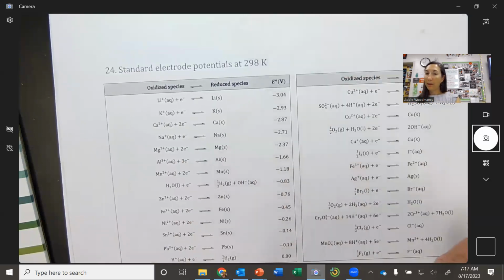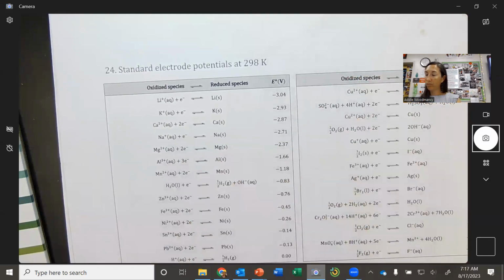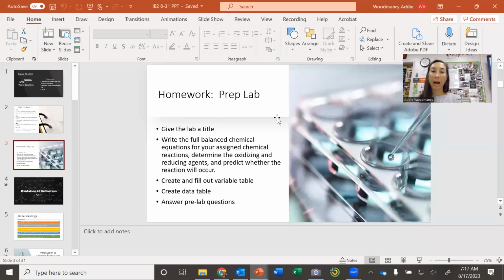So you're just going to comment on the electrode potentials of your metals. Make sense? All right, so that is basically what you're going to be doing for your lab, and then that's what you're doing tomorrow.